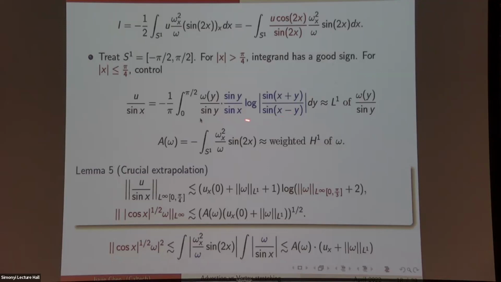Now, recall that our energy is A omega. This quantity is roughly the H1 quantity of omega. So we expect that this quantity can control the L infinity norm of the vorticity because this is 1D. This is done by using this interpolation. Here, omega is in the denominator, and this part is in the numerator, so they cancel out. Therefore, we can use this interpolation to control the vorticity near 0.